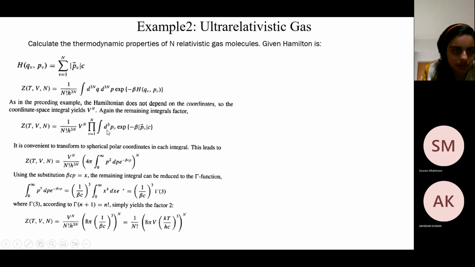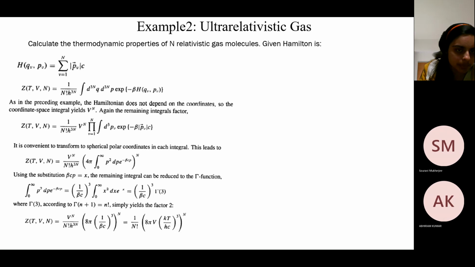But once you get this expression d3p, this is similar to writing it as dpx, dpy, dpz. What we want to do then is change to spherical polar coordinates. Why? Because in this expression for the Hamiltonian, it only depends on the magnitude of p. So it's easier to solve if we write it not in the form of dpx, dpy, dpz, but rather as integration of 4 pi p squared dp.